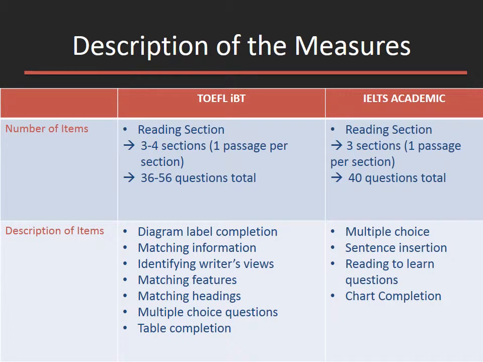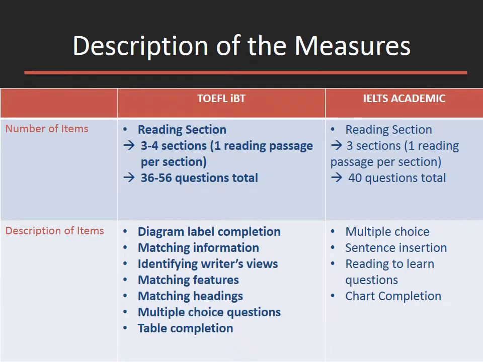The 2 measures are also unique in their number of included items and the item selection in their forms of assessment. The TOEFL IBT's reading section has approximately 3 to 4 subsections with 1 reading passage per section. It ranges between 36 to 56 questions total, with the description of items including diagram label completion, matching information, identifying readers' views, matching features, matching headings, multiple choice questions, and table completion.